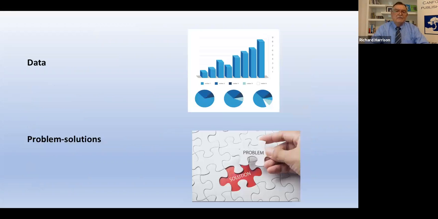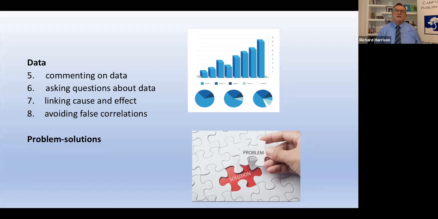Right, data. So commenting on data, asking questions about data. So when a piece of data is put in front of us, we need to be able to question it. You know, where did this data come from? How was it collected? And so on. Linking cause and effect and avoiding false correlations. Now we know that just because two things happen at the same time doesn't mean to say there's a causal relationship between those two elements.